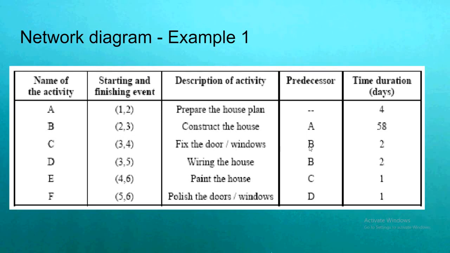Again, if we look at fixing the door, we have to complete the construction of the house. For wiring the house also, we have to complete the construction of the house. So after the construction of the house, fixing the door and wiring the house can start simultaneously. And for painting the house, we have to see that the door and windows should be already fixed. And similarly, to polish the door, the wiring of the house should be completed already. So the predecessor activities are identified here. With the help of this, we have to construct the network diagram.